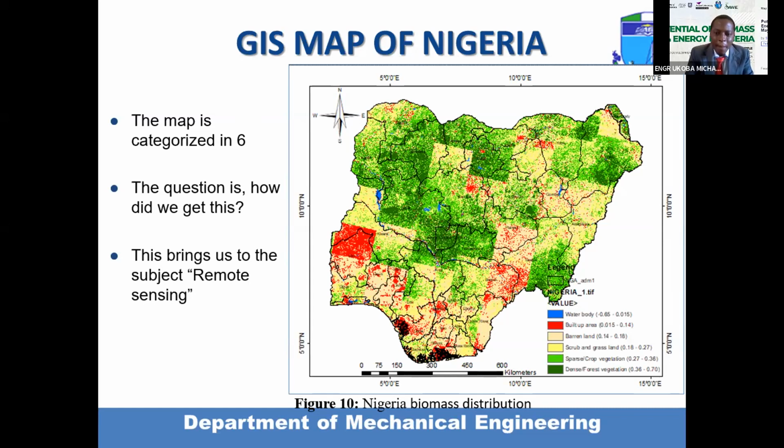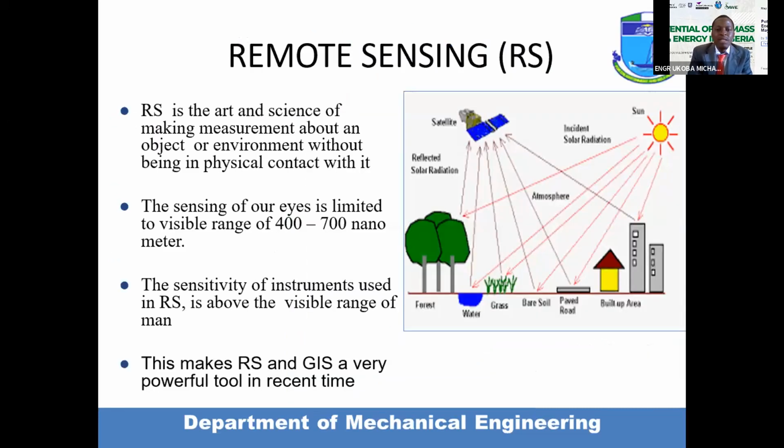Now, how is this map done? That brings us to the subject called remote sensing. Remote sensing is simply the act as well as science of making measurements about an object or environment without necessarily being in physical contact with that environment. Now, the sensing of our eye is in the visible light range of 400 to 700 nanometers. Remote sensing instruments use a range much wider than that of the human eye. This makes remote sensing and GIS a very powerful tool in recent times.